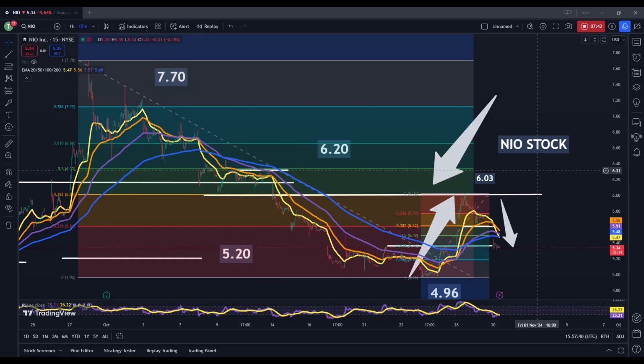So here's the current market update for NIO Incorporated, stock ticker NIO.